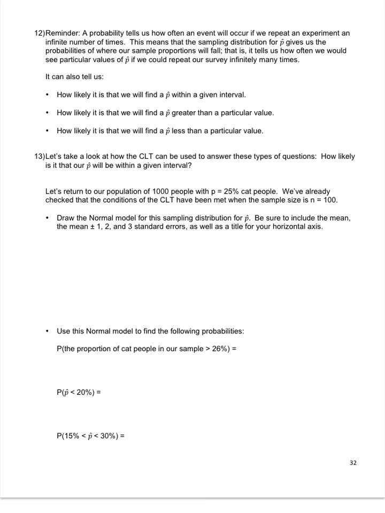So let's return to our population of 1,000 people with p equal to 25% cat people. We've already checked that the conditions of the central limit theorem have been met when the sample size is 100. So we can skip that first step and move on to number 2, or the first bullet. We're going to draw the normal model for the sampling distribution for p-hat. So we want to make sure we include the mean, the center of our distribution, as well as 1, 2, 3 standard errors above and below. And we want a title for our horizontal axes.